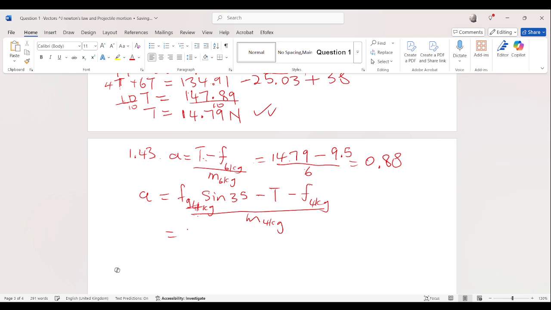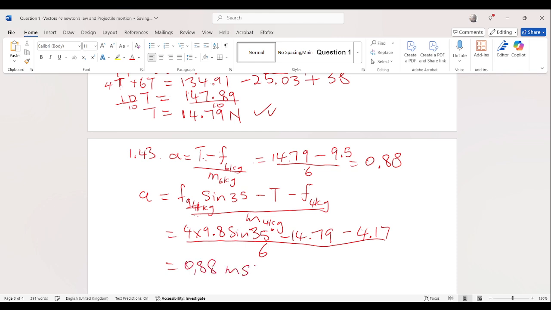Now this was equals to 4 times 9.8 sine of 35 degrees minus 14.79 minus 4.17, and it's all over 6. Again, you will get 0.88 meters per second square, which is the same as this one.